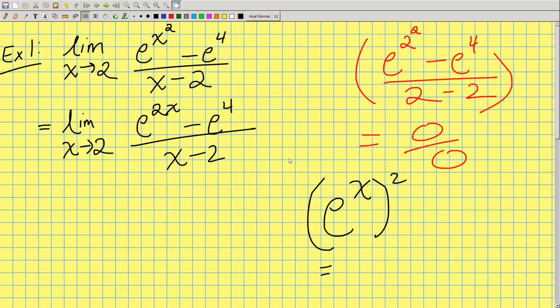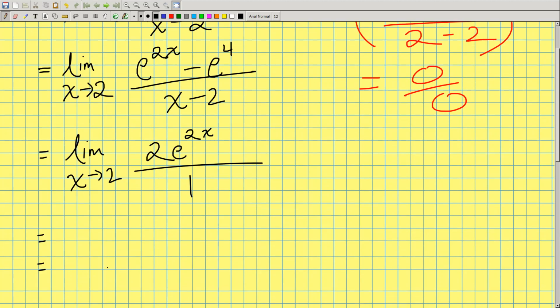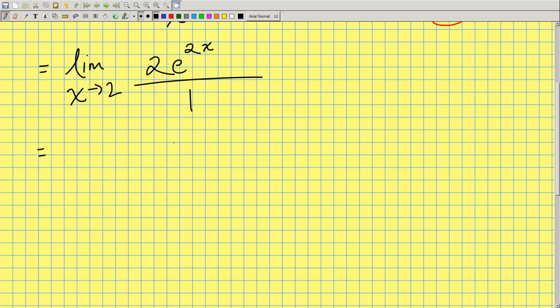Let me just get rid of this. So let's take the derivative. So I get the limit as x approaches 2. The bottom's easy, the derivative's 1. And then here, the derivative is 2e to the 2x. So if I plug in 2 now, I should be fine. I should just get my limit. So the limit in this case is just going to be 2e to the 4. That's my limit. Okay, it's that easy.